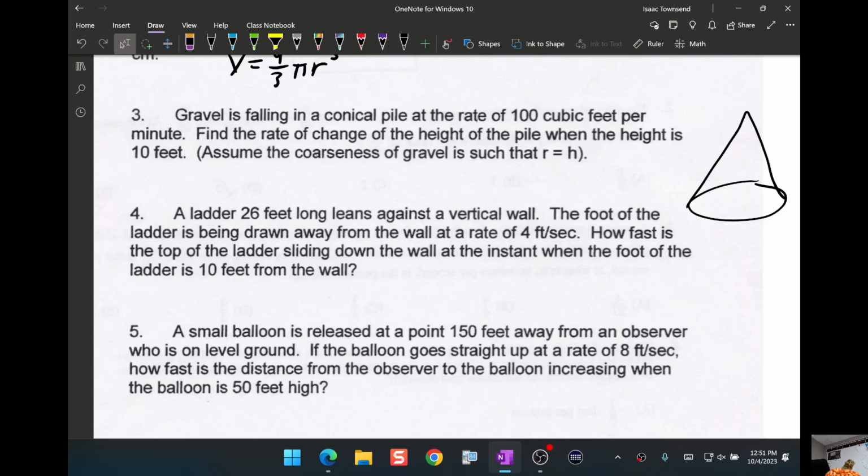Oh, Mr. Townsend. Question. They're equal. R and H are equal. See, it says that. It's a triangle. So basically, there's a balloonish radius. The observer is here. Okay, so it's a cone. So what formula did you start off with?